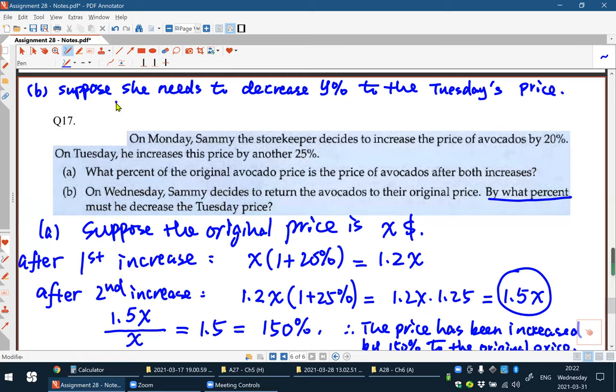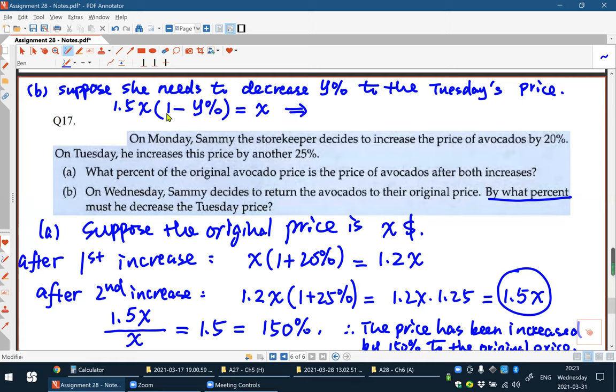Okay, Tuesday's price is 1.5x. Decreased by y percent means 1 minus y percent, right? And this price is the original price. Original price is x, right? Because the question tells us she wants to return the avocado to their original price. So after the decrease, the price should equal the original price, okay?